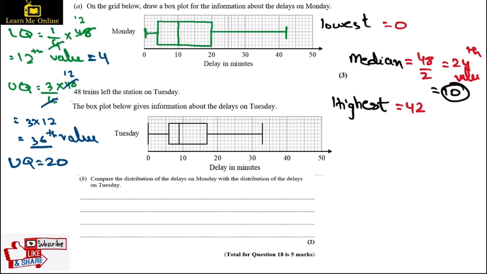Okay. Just to make it even more clear, this is the lowest value. This is the highest value. This value we get is the lower quartile. We get the upper quartile over here, and this is the median. So all these 5 things that we needed to plot any box plot are the lowest value, median, highest value, upper quartile, and the lower quartile.